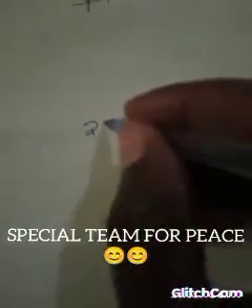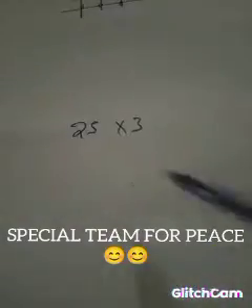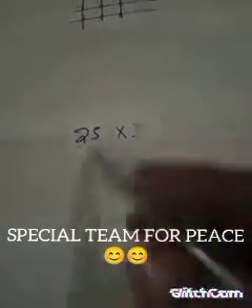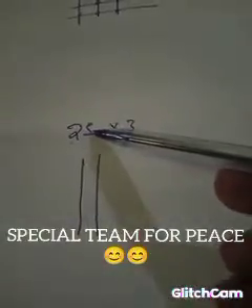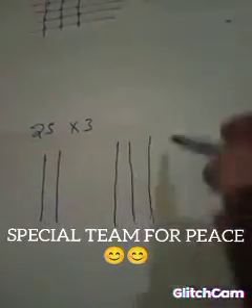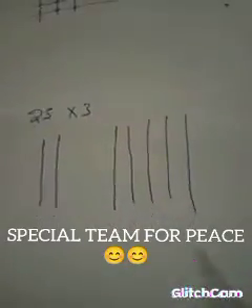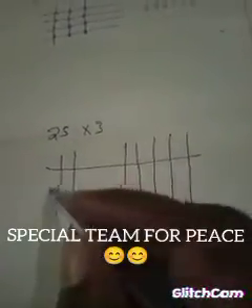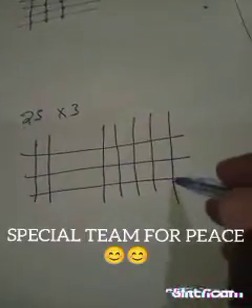The very last example is maybe you have 25 times 3. So you have a 2-digit number. Write it as 1, 2 lines. The 5 is in a different place value, so skip some space, then draw 5 lines. Then it's being multiplied by 3, so you draw 3 horizontal lines. Then from there, count the points of intersection on this side.